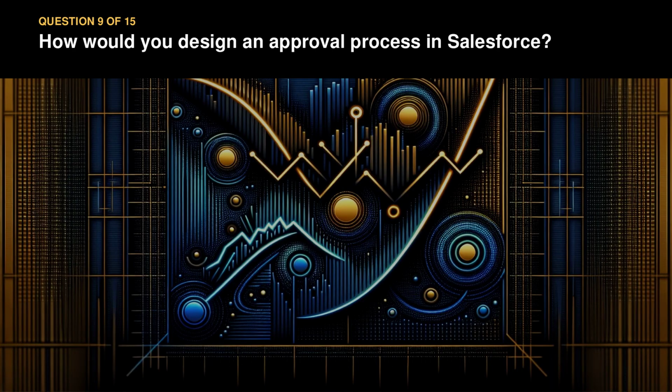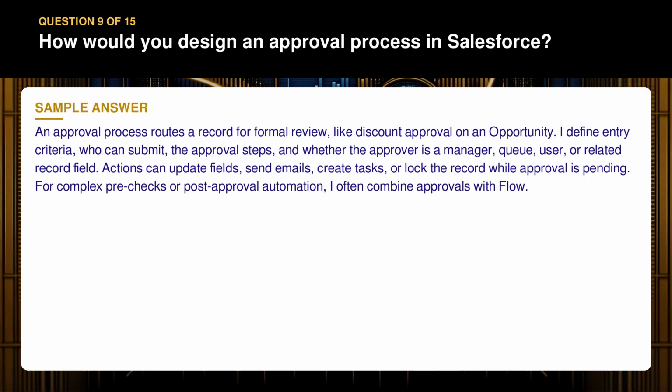Question 9. How would you design an approval process in Salesforce? An approval process routes a record for formal review, like discount approval on an opportunity. I define entry criteria, who can submit, the approval steps, and whether the approver is a manager, queue, user, or related record field. Actions can update fields, send emails, create tasks, or lock the record while approval is pending. For complex pre-checks or post-approval automation, I often combine approvals with Flow.